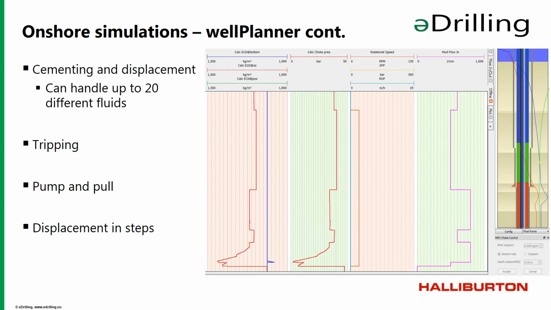Okay. Yeah. We also simulate the tripping, which we then look at. We can look at tripping speed. You've got pumping and pulling, which we can do, and also displacement in steps. The interface that we use for the simulations is also the exact same that we use during the operations.